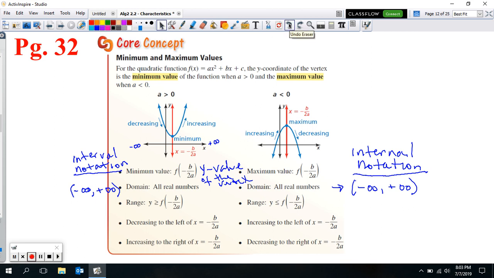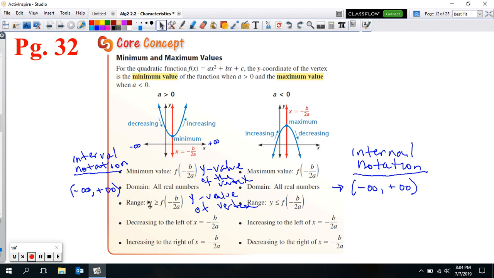And remember, the range is the same thing as the minimum value. You're going to use that same number again for the range. It is the y value of the vertex. So whatever that y value of the vertex is, that's the number you're going to use. Now you can make an inequality out of it.